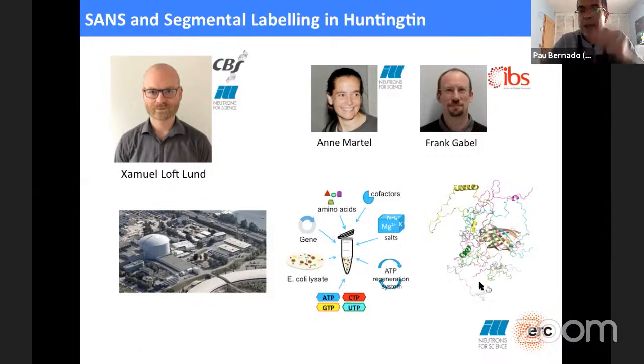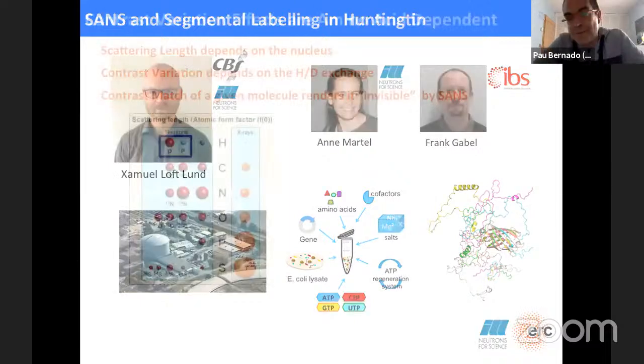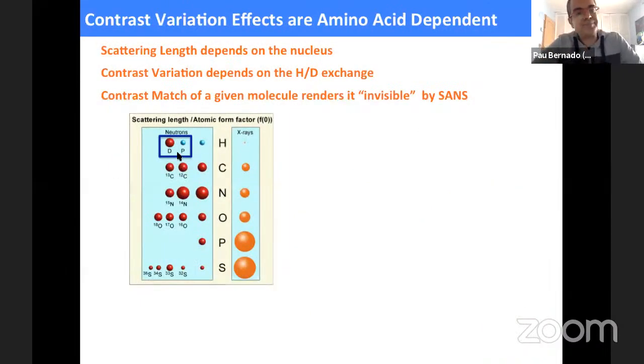Why SANS? You all know SANS, and you probably know it much better than me, in fact. The scattering lengths of the nuclei, of the atoms, are different depending on the isotopes. And what the vast majority of people exploit is the fact that deuterons and protons have a very different scattering length.